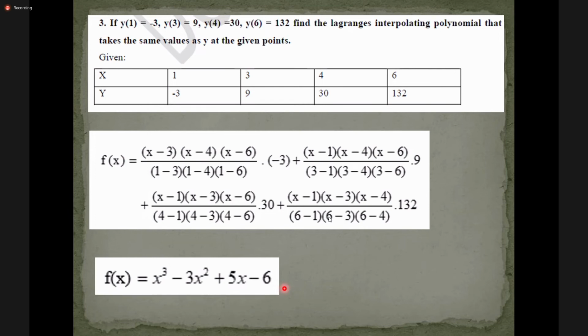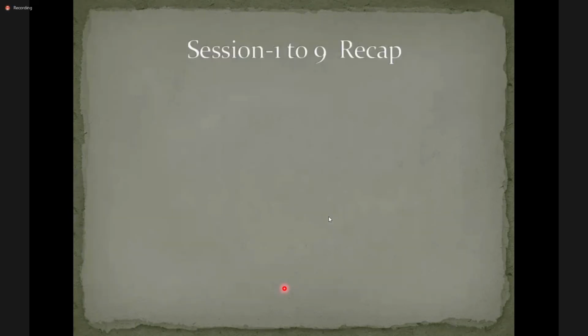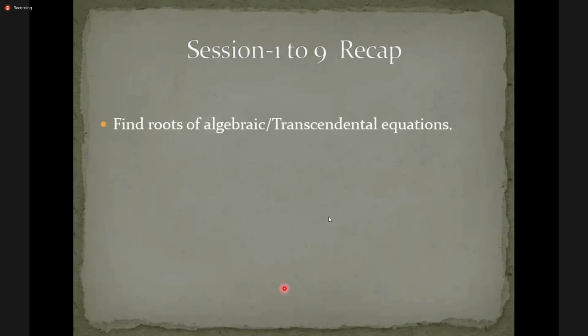So let me sum up then. If we see the recap of our first to 9th session, we started with finding the roots of algebraic and transcendental equations. To get the roots of an equation, we have 3 methods: bisection method, regula falsi, and Newton-Raphson. With these 3 methods we are getting the roots of an algebraic equation. These are approximate values of a root, not exact. So that is the first article we completed.